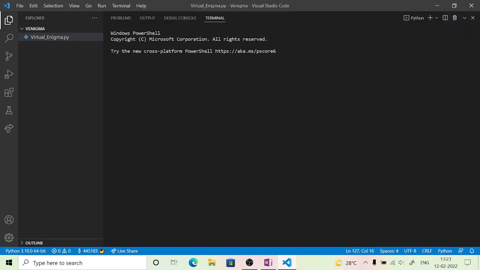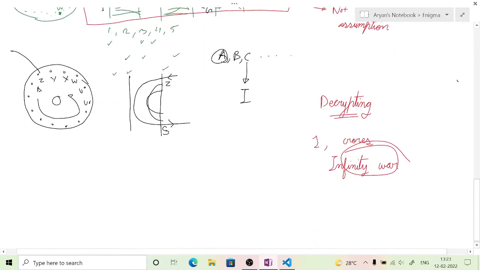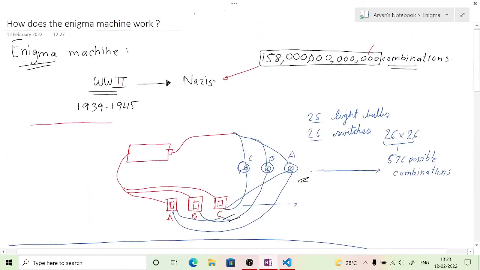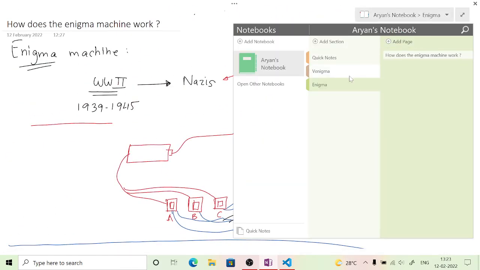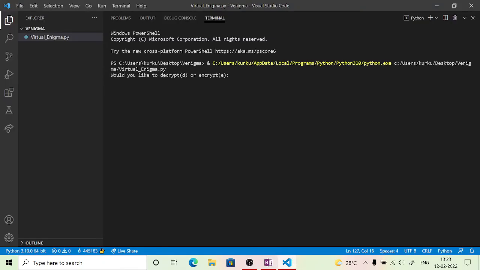And I have shared the whole working of this as well, and I'm also going to share the notes of this encryption and decryption with you, of Enigma and V-enigma, and then you can simply make it on your own. And let's see how it works.